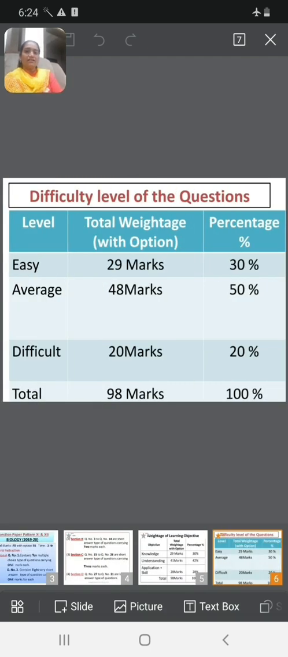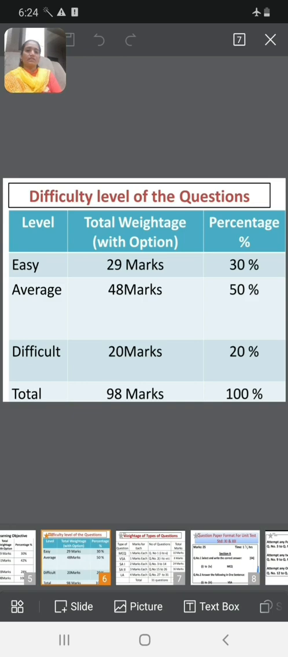Then the difficulty level of the questions. As you know, there are certain easy questions, certain average and some difficult type of questions. Easy questions are for 29 marks with options. Then average type questions are for 48 marks and difficult level questions are for 20 marks. Means totally 98 marks are divided into easy, average and difficult type of questions.